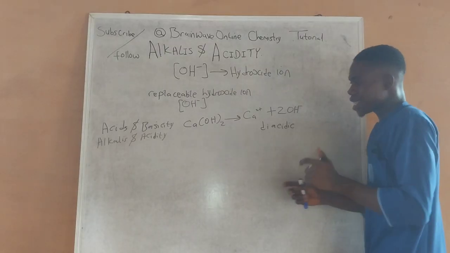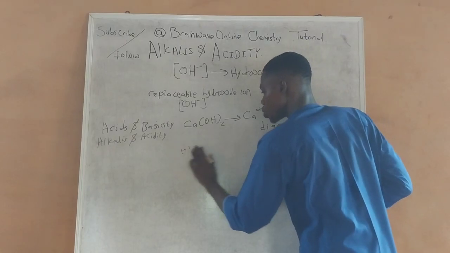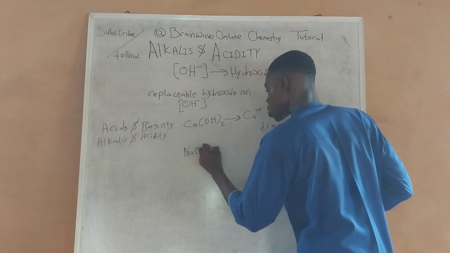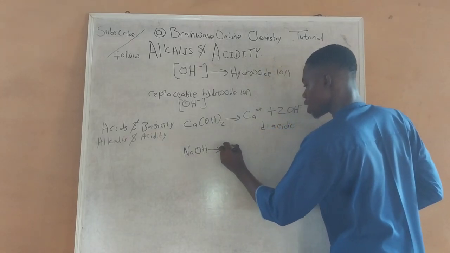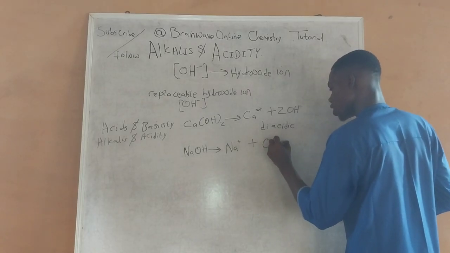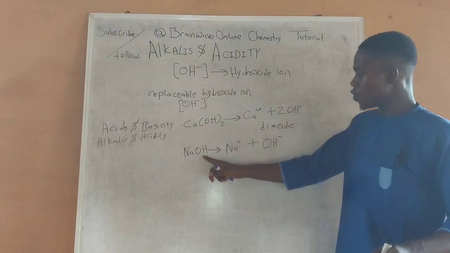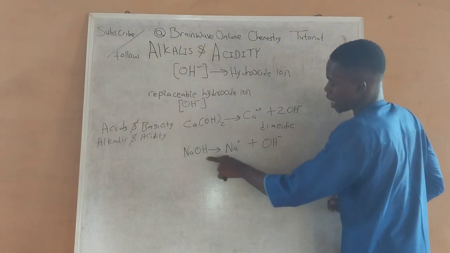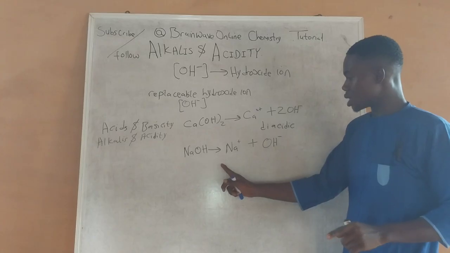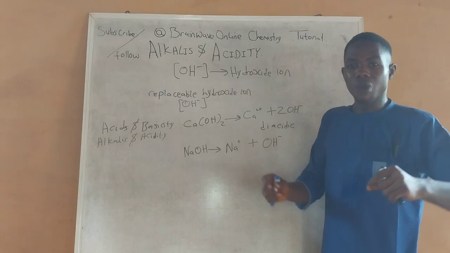Now let's take another alkali, for example sodium hydroxide, which is NaOH. If you break this one, you're going to get a metallic ion, which is Na+, and OH-. If you look at it very well, you see that the hydroxide ion here is 1. And acidity is talking about the number of hydroxide ion in one molecule of an alkali.